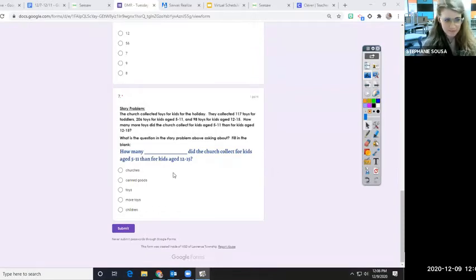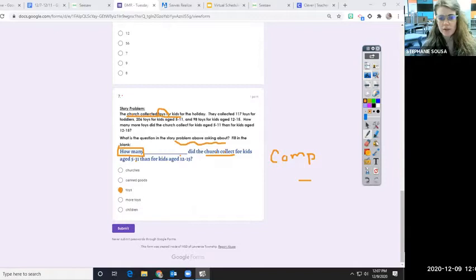All right, yesterday you looked at this equation and you determined what you were going to do, and we figured out it was comparing, so we were going to subtract. Today it is asking you, what is the problem above asking about? How many blanks did the church collect for kids age 5 to 11 than kids age 12 to 15? Well, right here, my evidence says the church collected, look, question, church collect, answer, church collect. Toys for kids, and kids are between those ages, so that makes sense. So I should have selected toys. This question is about toys. This word problem is about toys.